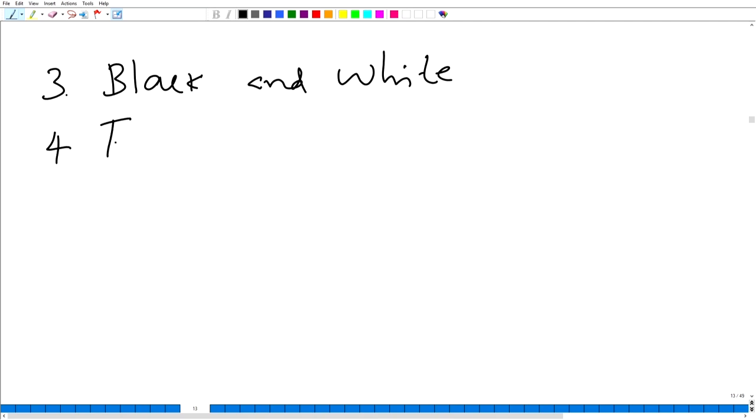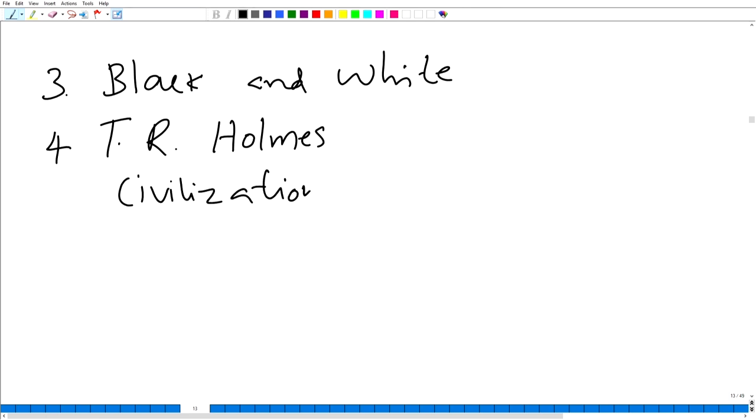The fourth opinion comes from T.R. Holmes. What is the argument of T.R. Holmes? T.R. Holmes argues that the rebellion of 1857 was a struggle between civilization and barbarism. Who were civilized? The British were considered as civilized, and Indians were considered as barbaric. Why were Indians considered as barbaric? Because Indians engaged in the killing of European women and children. That is why Indians were considered as barbaric.